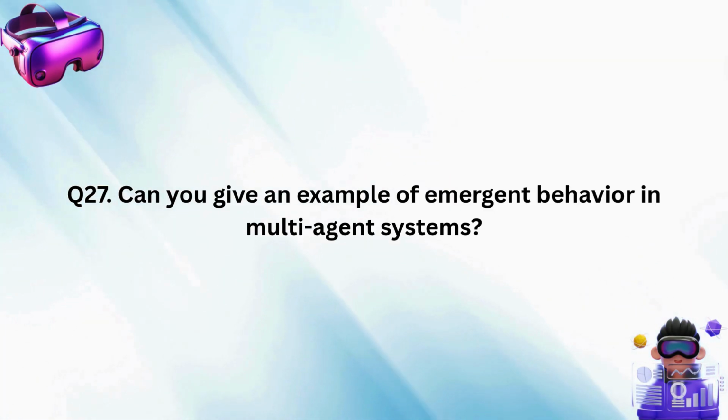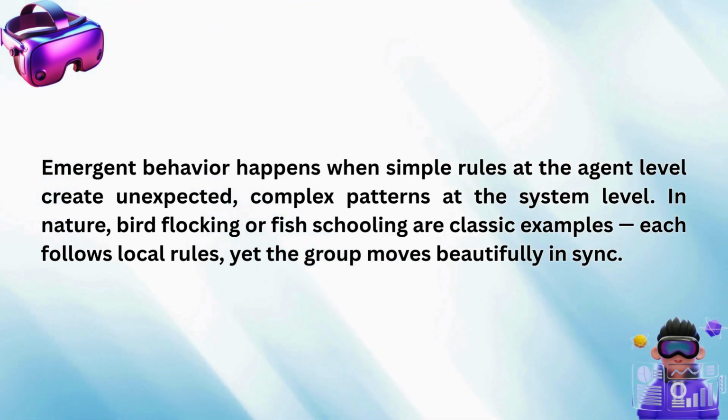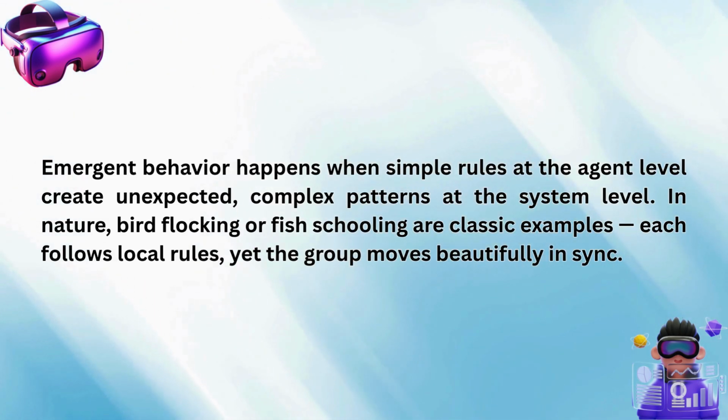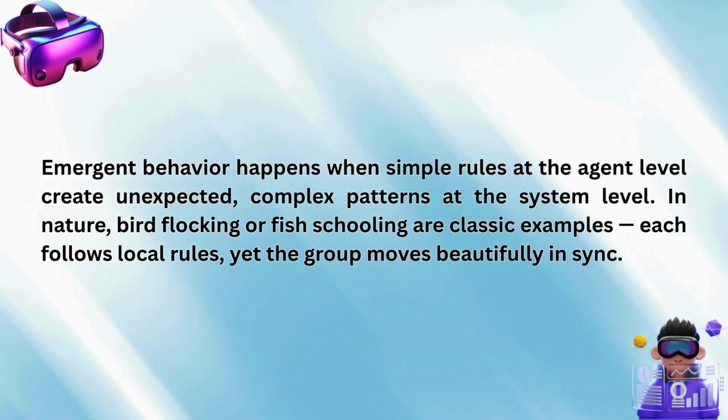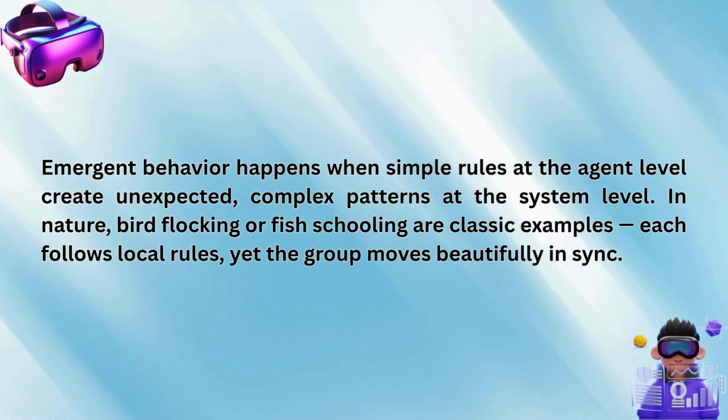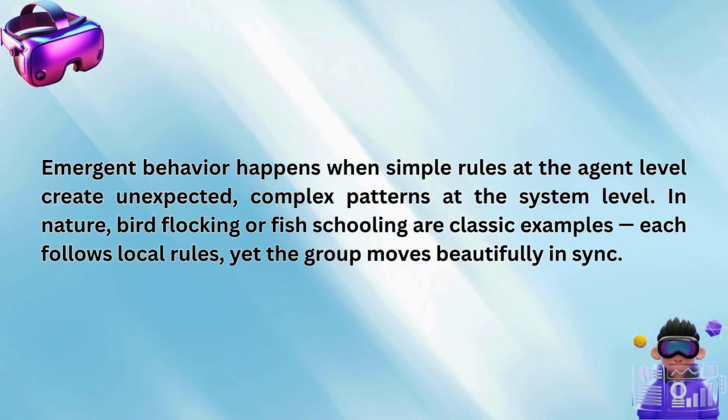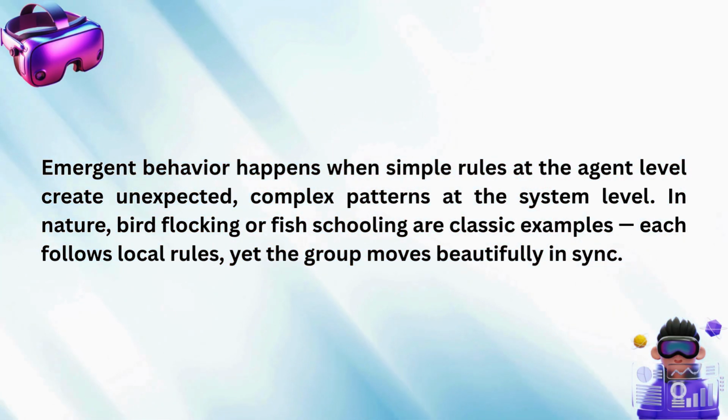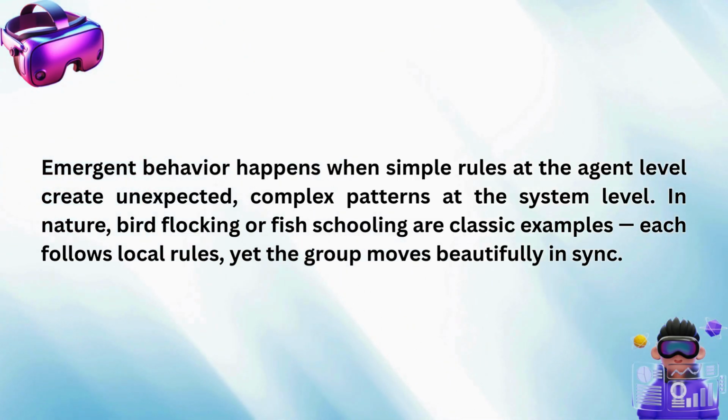Can you give an example of emergent behavior in multi-agent systems? Emergent behavior happens when simple rules at the agent level create unexpected, complex patterns at the system level. In nature, bird flocking or fish schooling are classic examples. Each follows local rules, yet the group moves beautifully in sync.